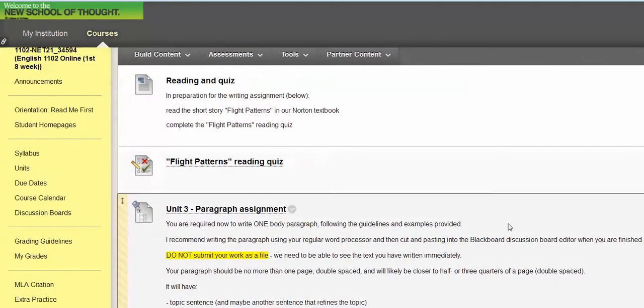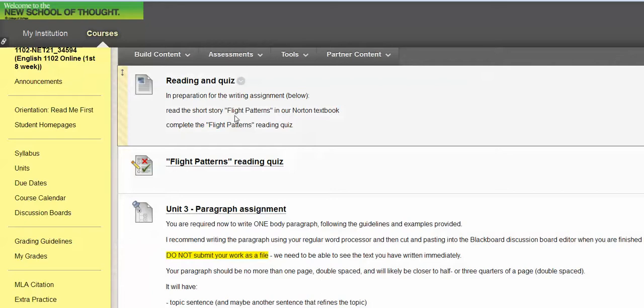And so this is our first formal writing assignment, even though it's very limited in scope. Of course, what I'm looking for in this assignment is the application of that shape of a paragraph idea that's talked about in that earlier folder. So that's again why you really need to do the content piece before you can go on to the assessment piece. I'm asking you to read a short story from our textbook called Flight Patterns.